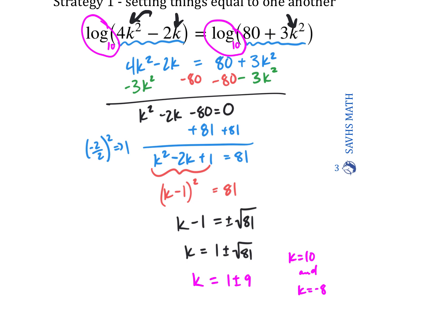The reason I got to do that is because if you remember back to the graphs of log functions, you know that the inputs of log functions can't be 0 or less. And so we need to make sure that the stuff inside here and here is not negative and not 0.